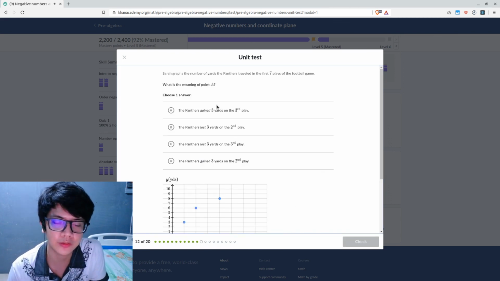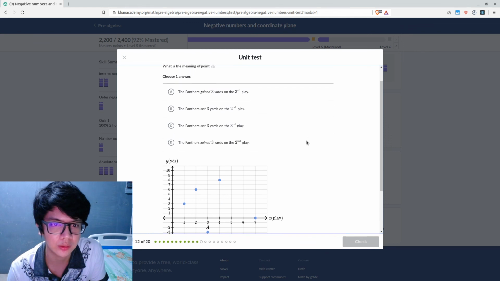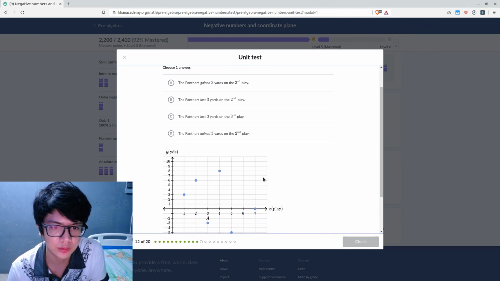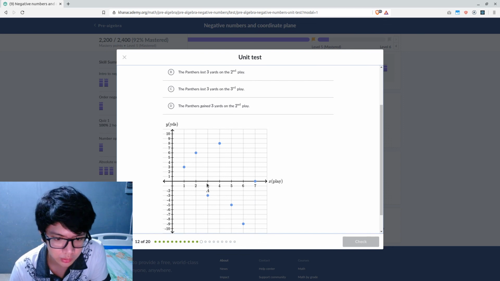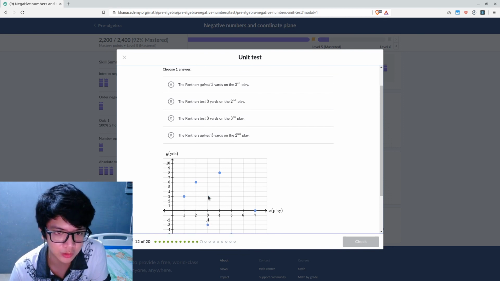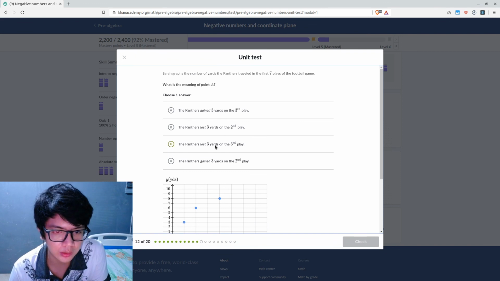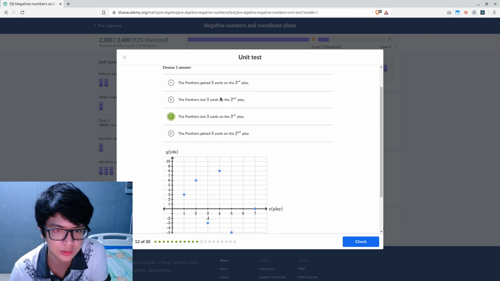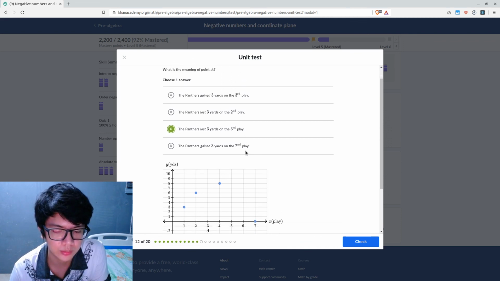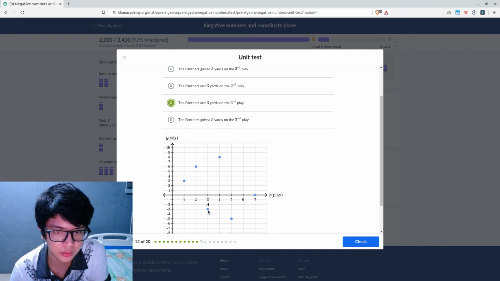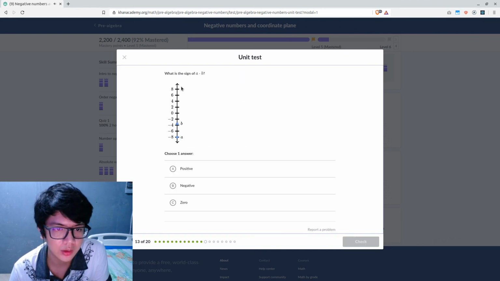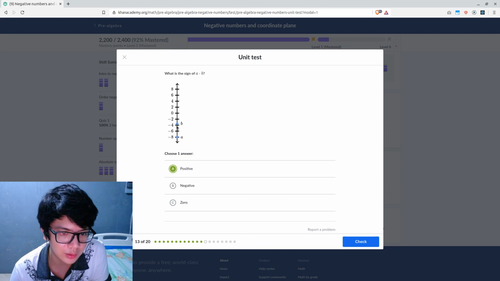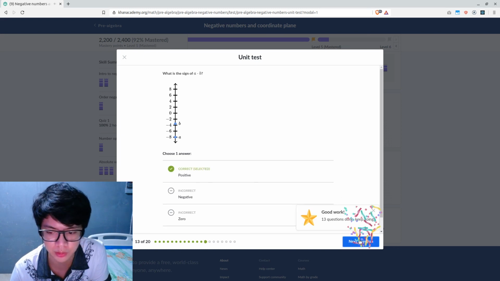Sarah graphs the number of yards the Panthers travel in the first 7 plays of the football game. What is the meaning of point A? First 7 plays. Point A. On the third day, you get -3 yards. Lost. Yeah, that's right, right? Gain. No, lost. It's third day. Point A. Third day. Lost. Yeah, okay, cool. What is the sign of A times B? It's gonna be positive. A is negative, B is positive, and it's multiplied to get positive.